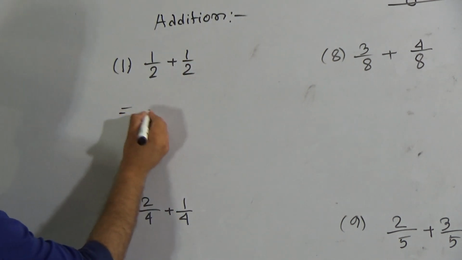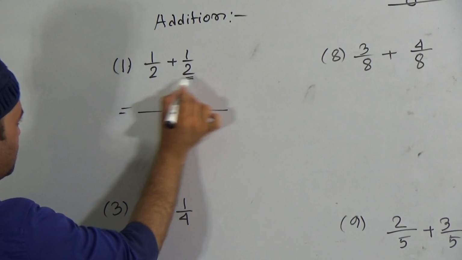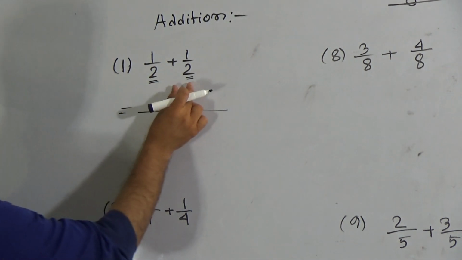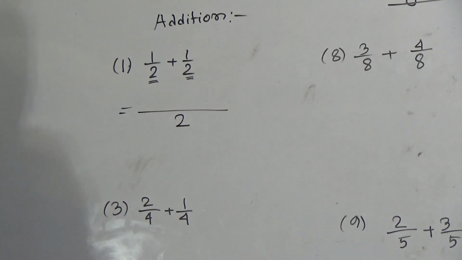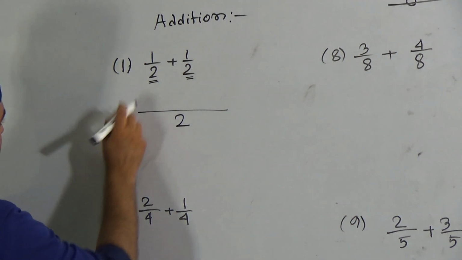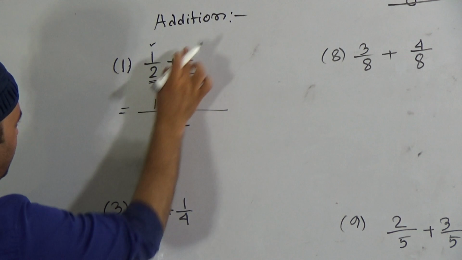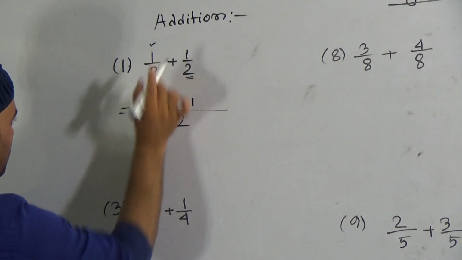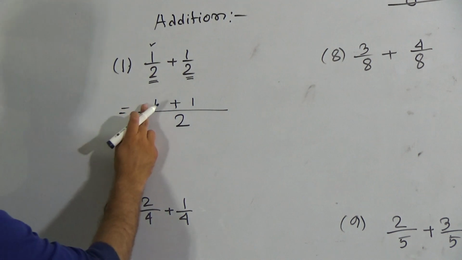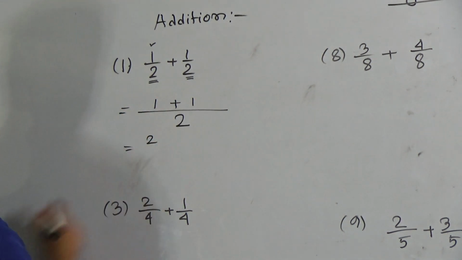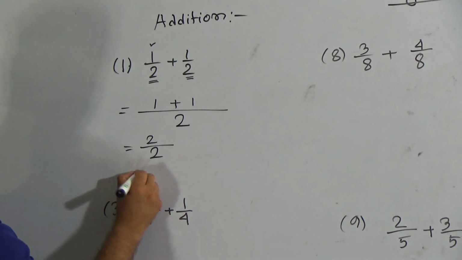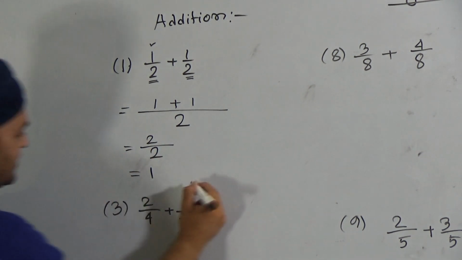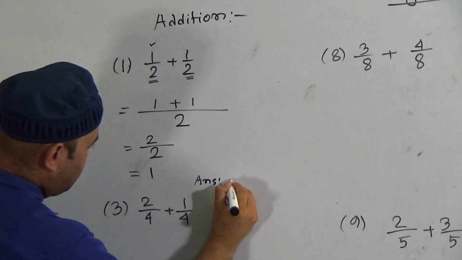Then in the second line you have to write the denominator. Here is denominator 2 and here is also denominator 2. Since the denominator is equal, in the second line you will write the denominator as 2. Then you have to write here the numerator. The first numerator is 1 and the second numerator is 1, and put the sign plus here. Then 1 plus 1 will be 2 as numerator and the denominator is 2. Since the numerator and denominator are equal, you will write 1. So the answer is 1.